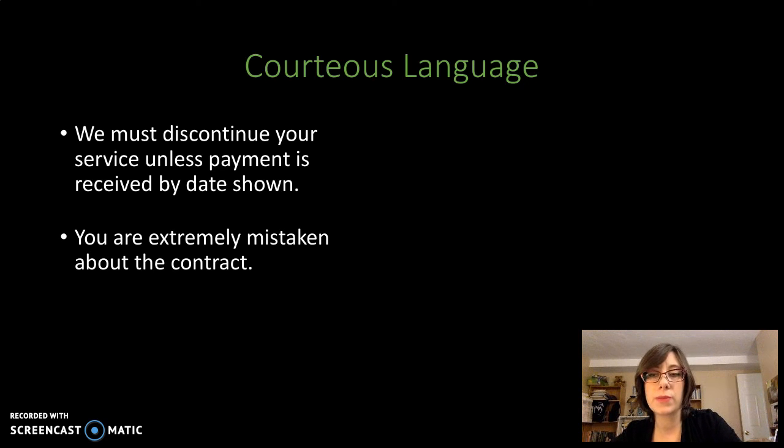In order for the reader to avoid inconvenience, this is what they should do. "You are extremely mistaken about the contract." Again, this is more of an accusation. It's basically calling someone dumb, and so you don't want to include this. Instead, you want to say something like, "There must have been some miscommunication," which is nice because it doesn't imply anyone is at fault. It's just, it happens.